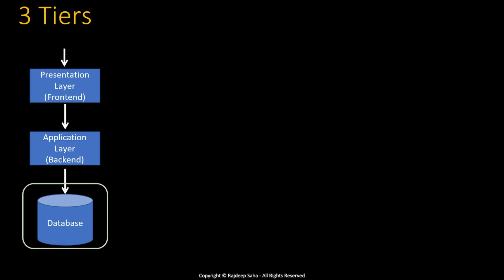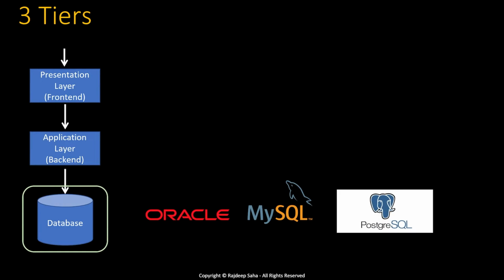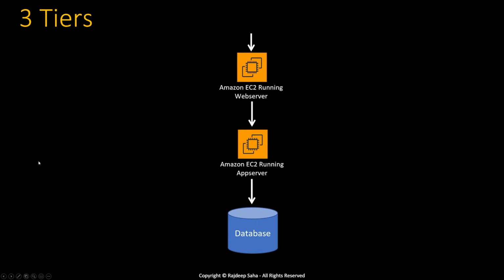Moving on to the database, you have many choices. Some of the popular ones include Oracle, MySQL, PostgreSQL, but then beyond that you have your NoSQL databases such as Cassandra, DynamoDB, etc. So going back to our three tiers, you can run your web server on a virtual machine or Amazon EC2. You can run the app server as well in Amazon EC2, and the app server can communicate with the database. And both of these EC2s will have some IP address.